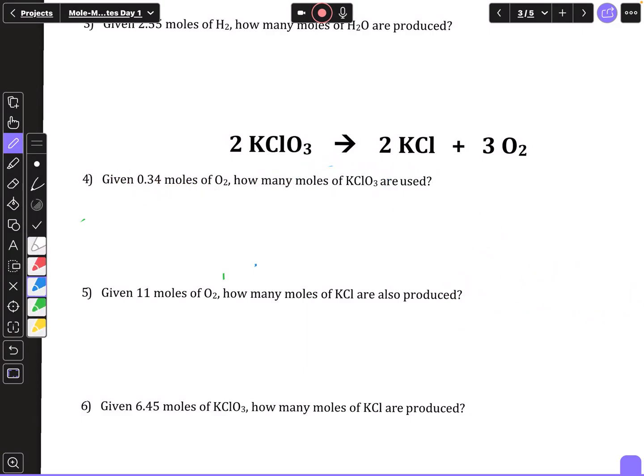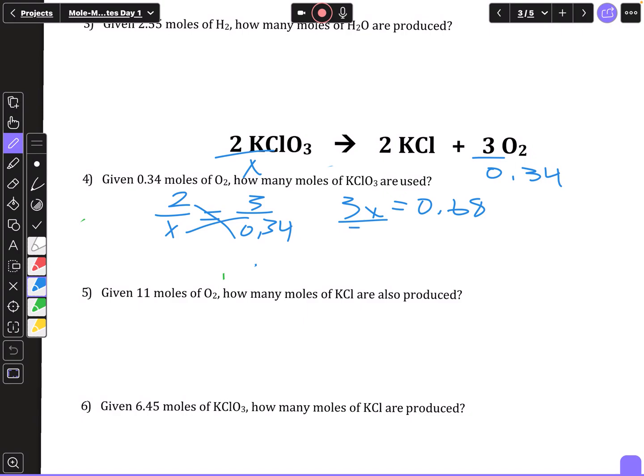I will go back and work this the other way. Alright, it tells me I have 0.34 moles of O2. I'll put that underneath the O2. If I'm looking for moles of KClO3, I put the X underneath that and I set up a proportion. That'd be 2 over X equals 3 over 0.34. Then I cross multiply. 3X equals 0.68. Divide both sides by 3. X is 0.23.